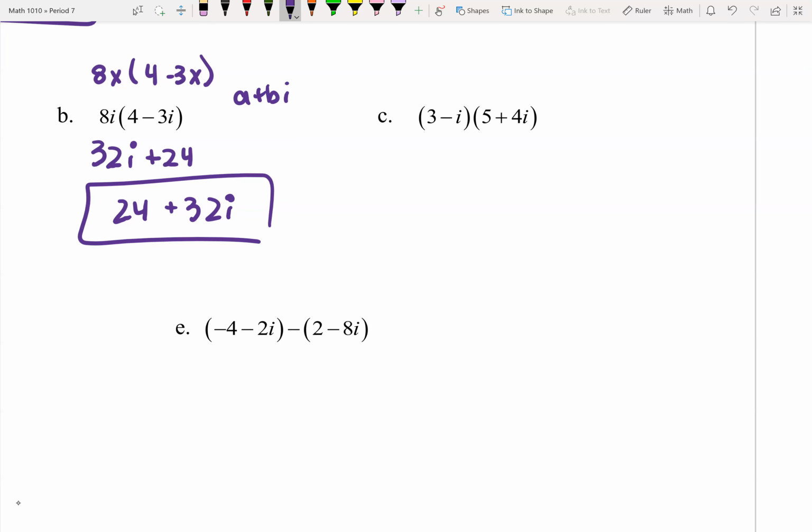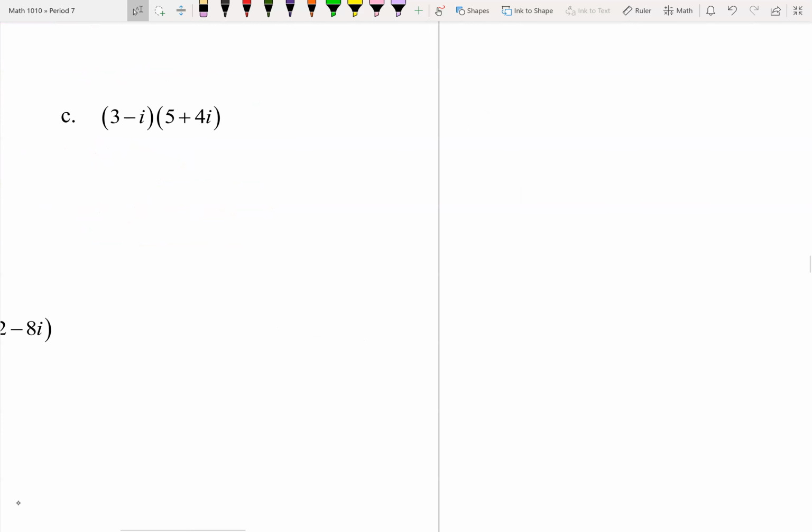Okay, next one. Up above this, write this down: (3 - i)(5 + 4i). Okay? If this were your problem right there, everybody look forward for just a second. If that were your problem, would you know how to do it? Everybody tell me that. Yes.